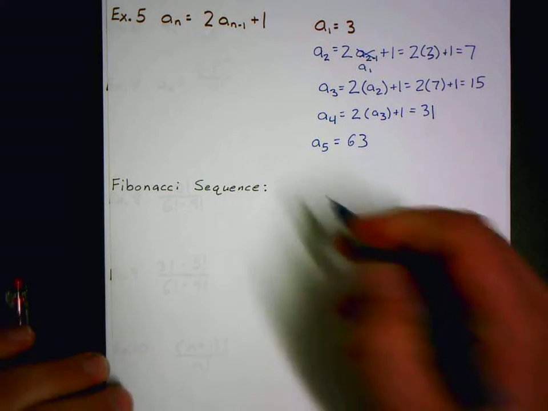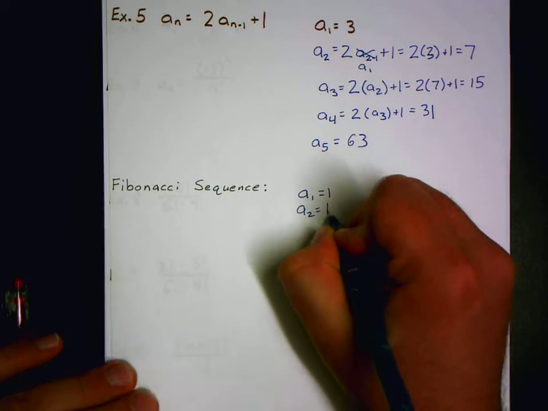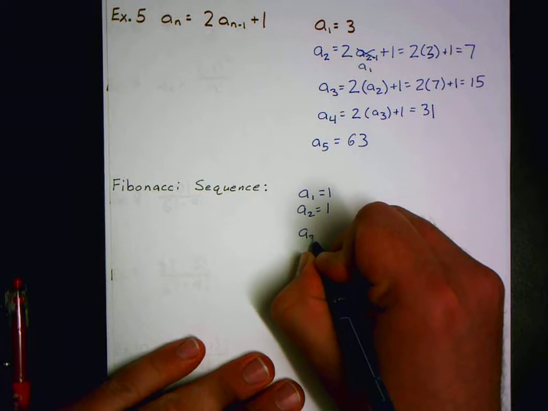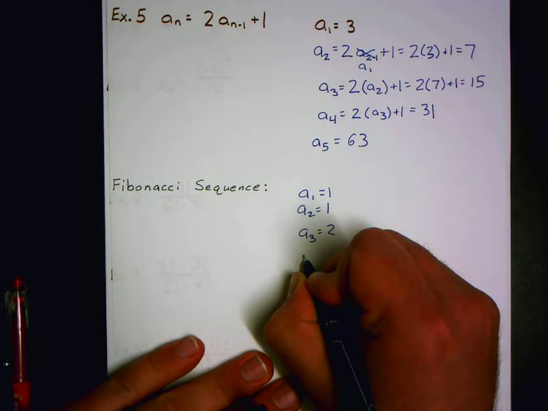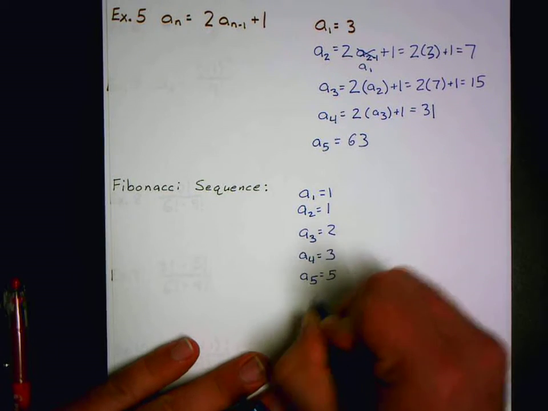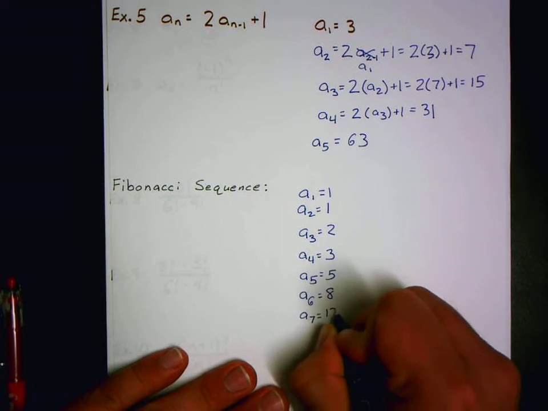Right? The Fibonacci sequence, A1 and A2 are both 1. The Fibonacci sequence, your first 2 terms are both 1. What's your third term? 2. What's your fourth term? Fifth term? Your sixth one is 8. 13.